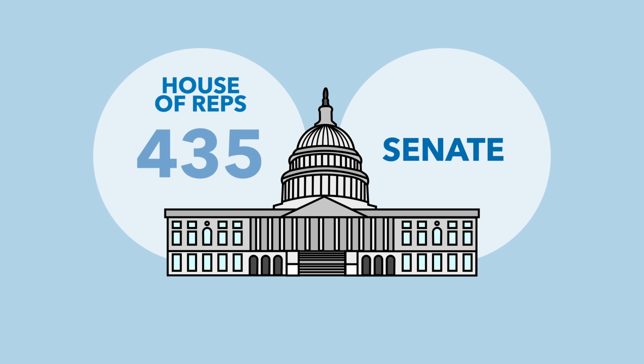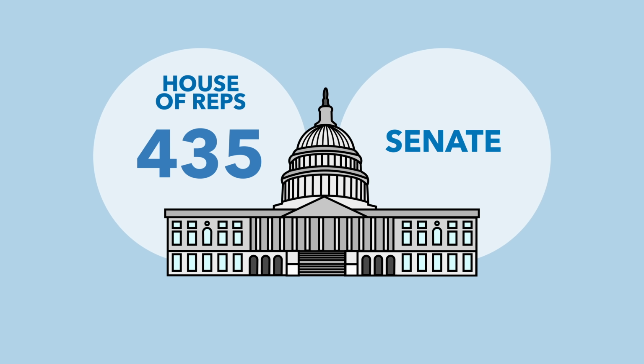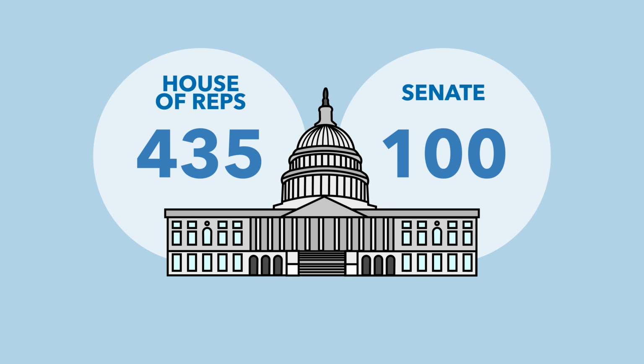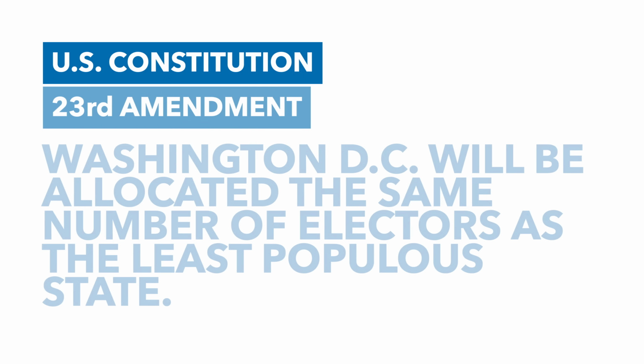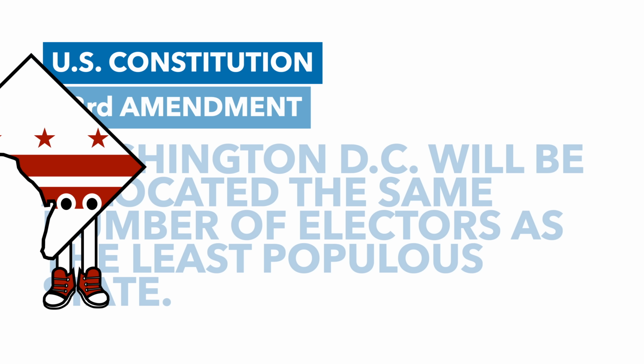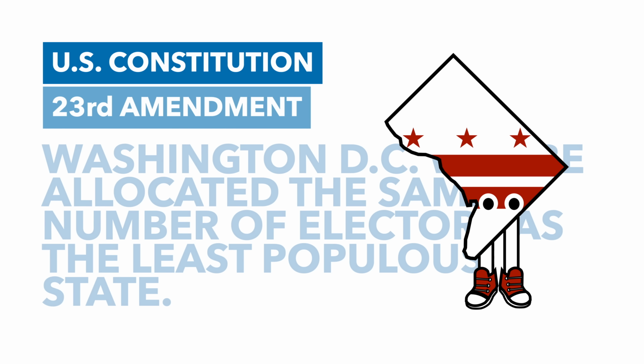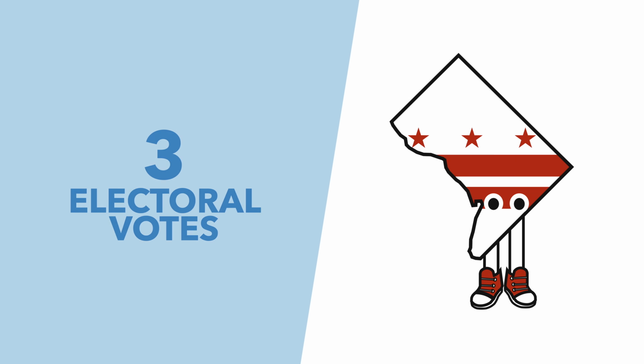Currently, as there are 435 members of the House and 100 members of the Senate, that makes 535 total electors. But, because of the 23rd Amendment to the Constitution, which allocates the same number of electors to Washington, D.C. as the least populous state, currently Wyoming with 3, the total number of votes cast is 538. And a candidate merely needs a simple majority of 270 to win the presidency.